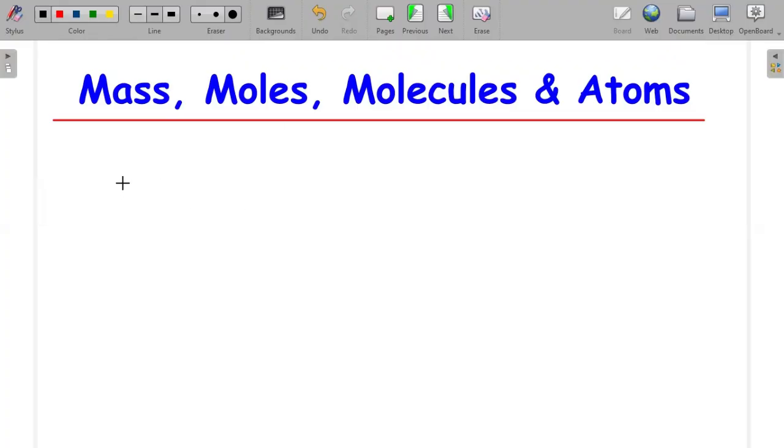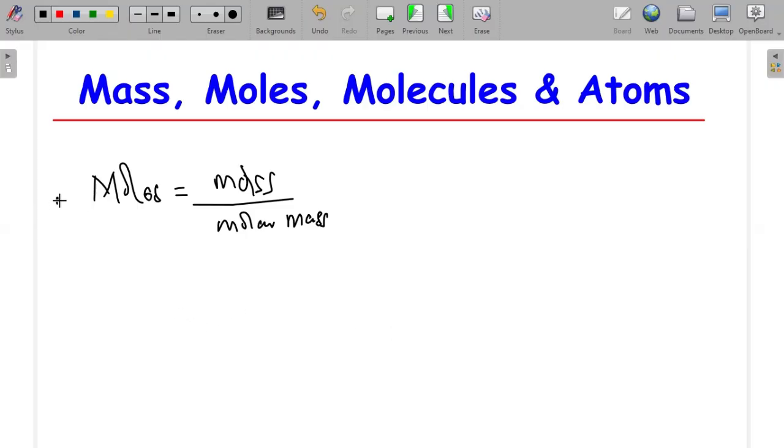To convert mass to moles, we use the formula moles equals mass over molar mass. The mass you will be given, the moles is what you are trying to find, and the molar mass you actually get from the periodic table. So just go on the periodic table to get your molar mass.